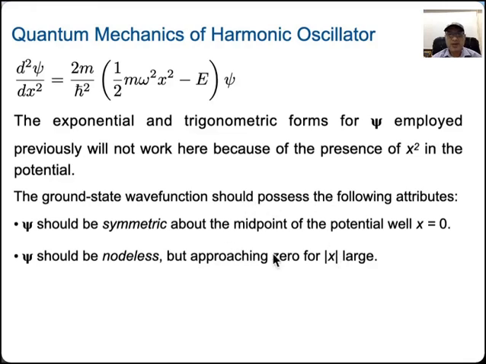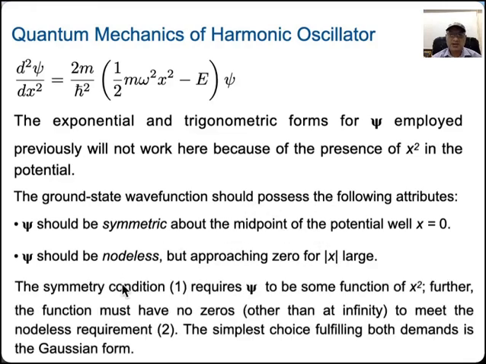Based on these two criteria, the first condition imposes that your wave function be some sort of function of x square. Now the function must have no zeros, so it has to be nodeless other than at infinity, to meet the requirement imposed by the condition 2. By using these two criteria, the simplest form of the wave function that fulfills both the requirements has to be the Gaussian form.